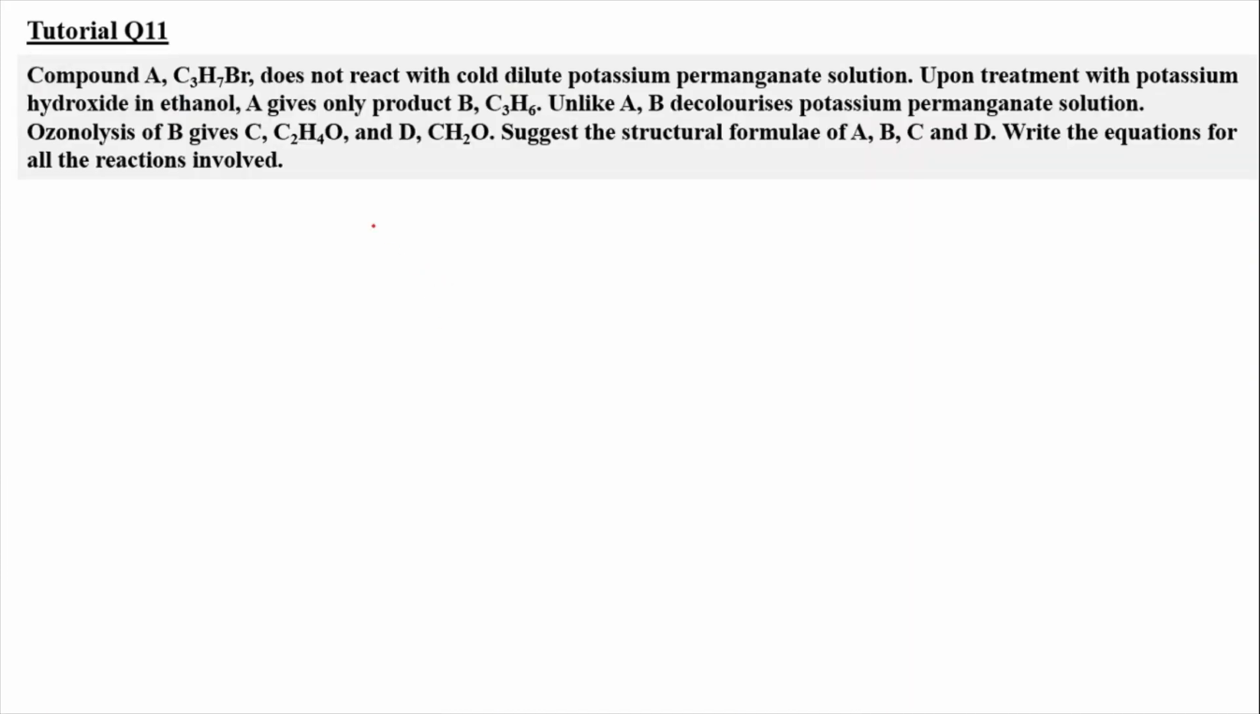For tutorial question 11, compound A, C3H7Br, which is a haloalkane, does not react with cold dilute potassium permanganate solution. When it does not react with the cold dilute potassium permanganate solution, it basically means it does not have a carbon-carbon double bond. So you know that it is a haloalkane. Upon treatment with potassium hydroxide in ethanol, A gives only product B, which is C3H6. When the formula gives you C3H6, it has the general formula CnH2n, so you know that it is an alkene.